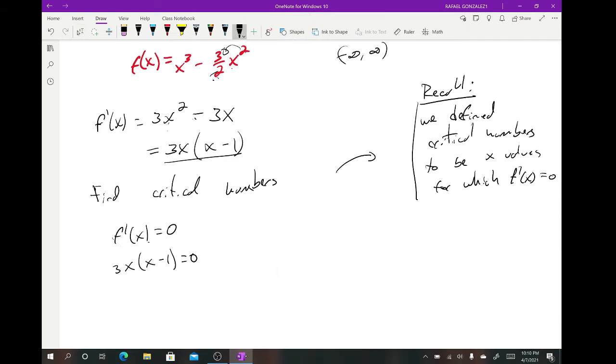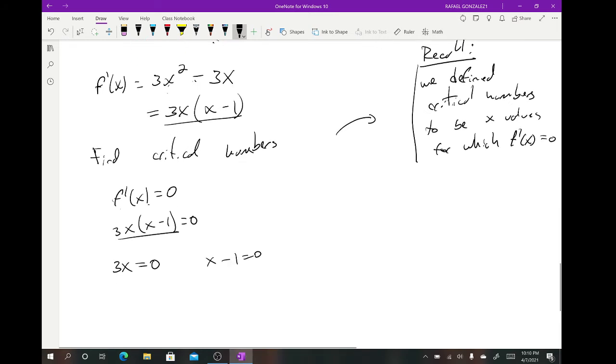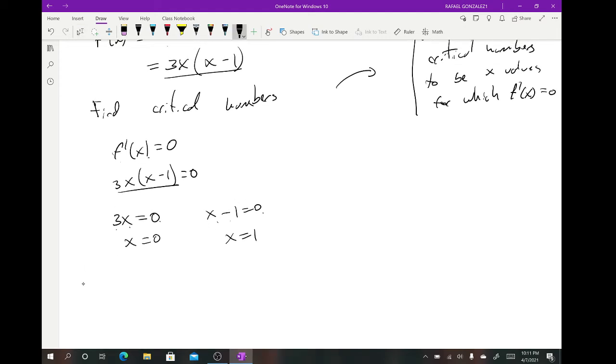By the zero product principle, we know that this is equal to 0 when 3x is equal to 0 or when x - 1 is equal to 0. If one of these is equal to 0, then the whole thing is going to be equal to 0. Well, 3x is equal to 0 precisely when x is equal to 0, because 3 times 0 is 0. And x - 1 is equal to 0 when x is equal to 1, because 1 minus 1 is 0. So now we have found two critical numbers for f.